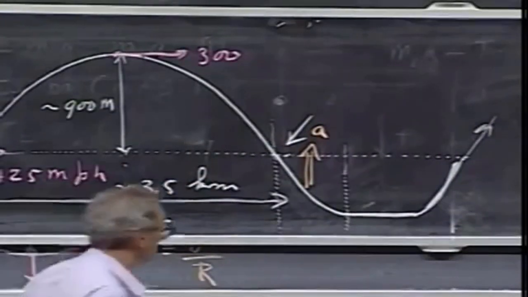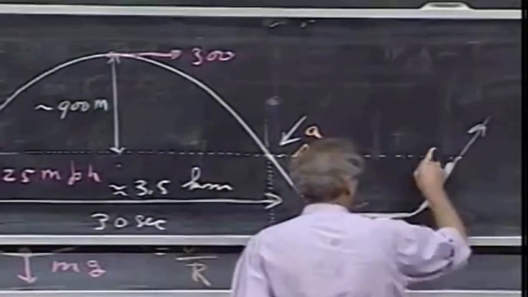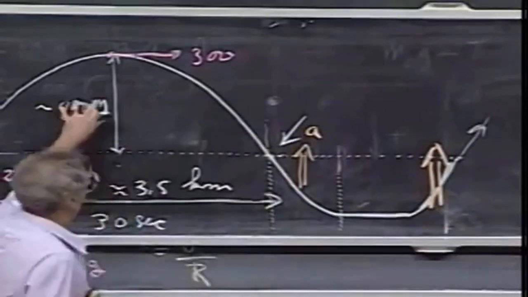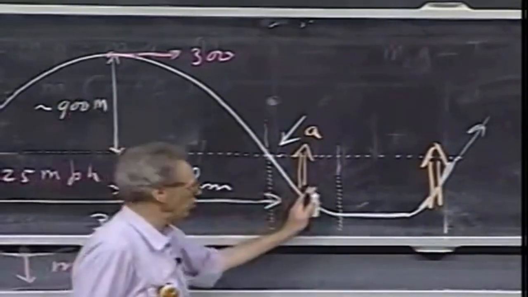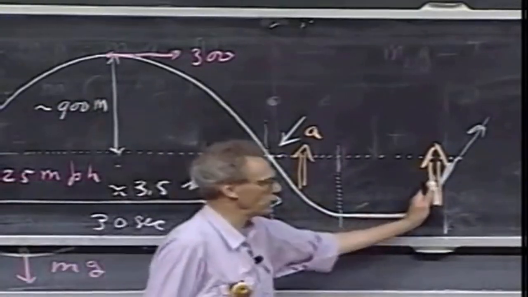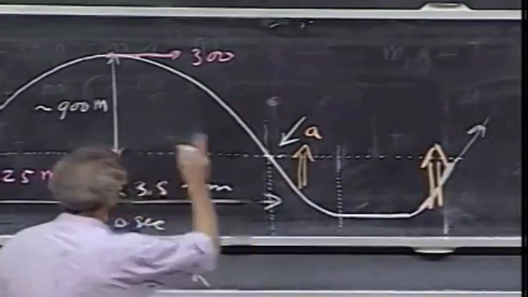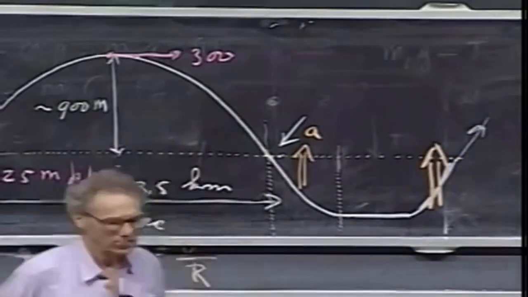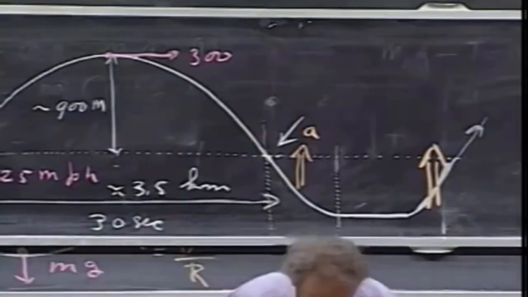So again here, people have more than their normal weight. Zero weight, more than normal weight, more than normal weight, free fall. And the whole cycle takes about 90 seconds.